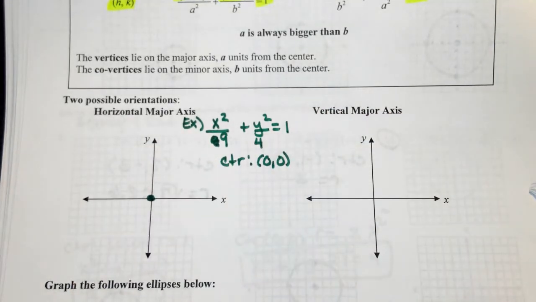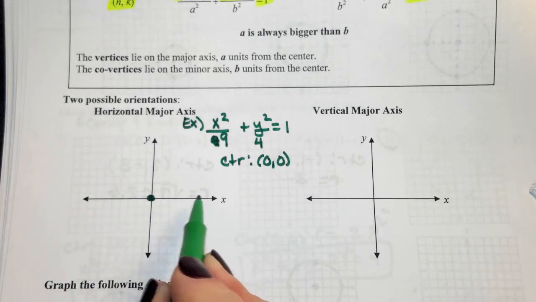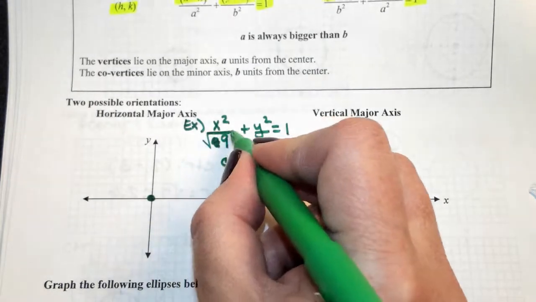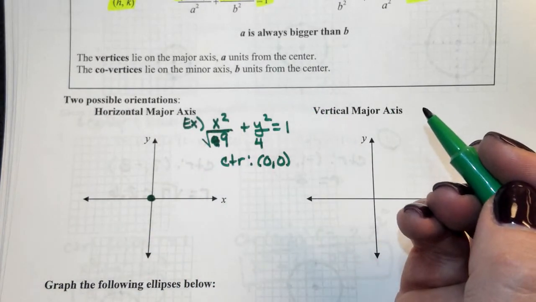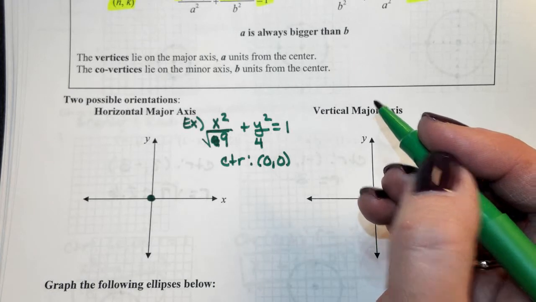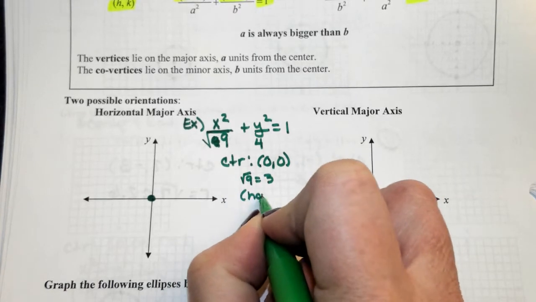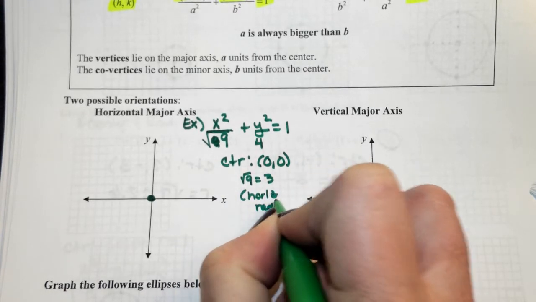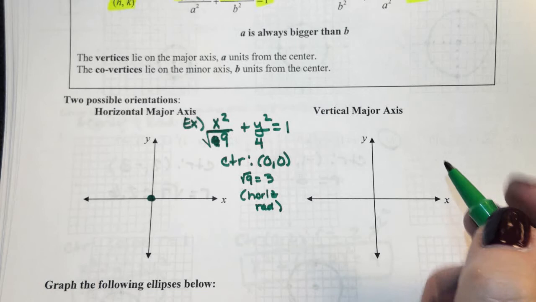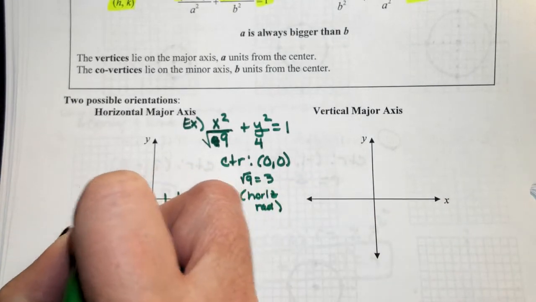So now, to find the horizontal radius, notice it's the x-axis that goes horizontal. So what you're going to do is take the square root of the number that's underneath x. What is the square root of 9? The square root of 9 is 3. That's going to be your horizontal radius. So just like we did with the circles, go 3 units to the right of the center, 3 units to the left of the center.